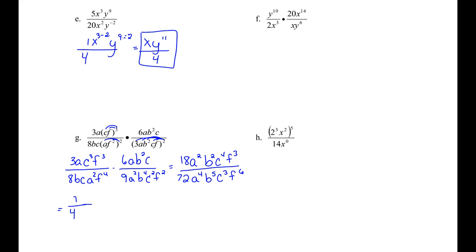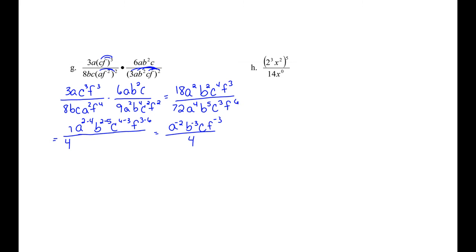And I'm going to take exponents in the numerator and subtract them by those in the denominator. This is going to give me a to a power of -2, b to a power of -3, c with a power of 1, f with a power of -3, and this is over 4, which we can then simplify, getting rid of all of the negative exponents. The only thing that's going to stay in the numerator is the c. The a squared, b cubed, and f cubed all move to the denominator. Go ahead and try the examples on the right side of your paper on your own.